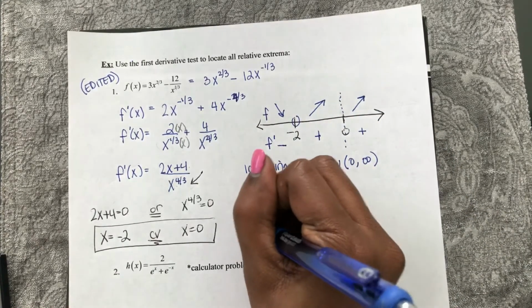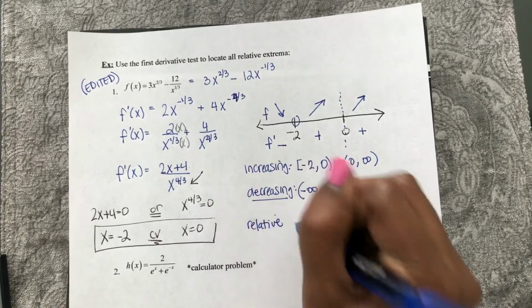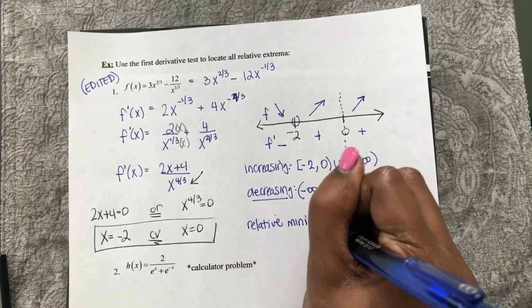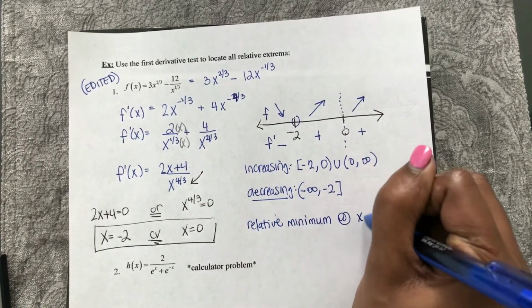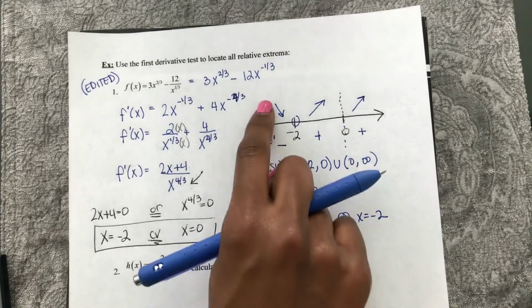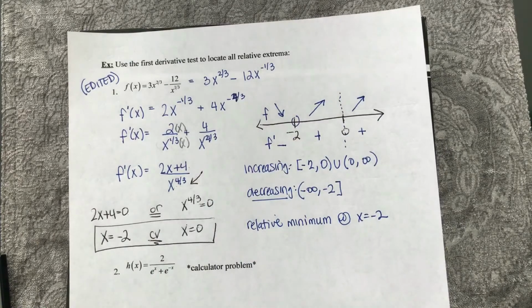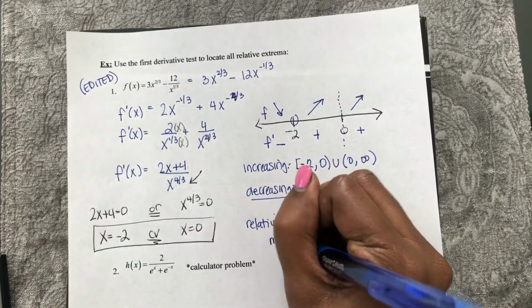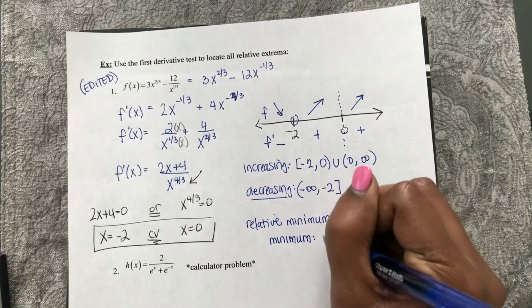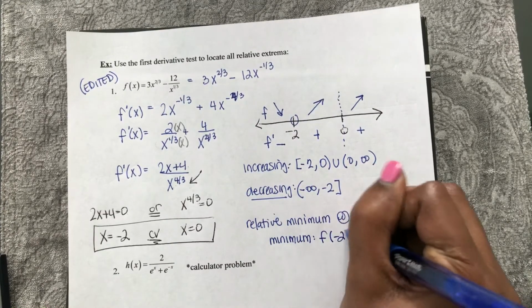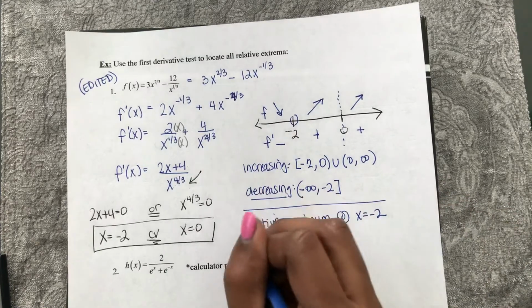And we can have a relative minimum at x equals -2 because it's decreasing and then increasing. So then if I wanted to find my minimum value, it's at f of -2, whatever that value is.